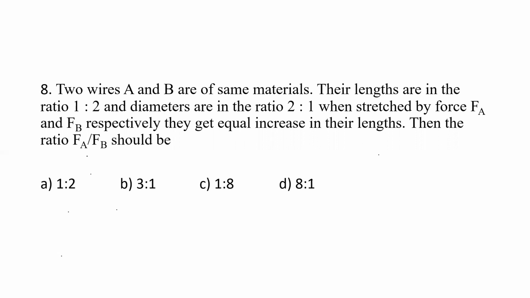So you have two wires A and B of same material. Their lengths are in the ratio of 1:2 and diameter is in the ratio of 2:1. So when it is stretched by a force of FA and FB respectively, they get equal increase in their length. Then the force ratio FA by FB should be.